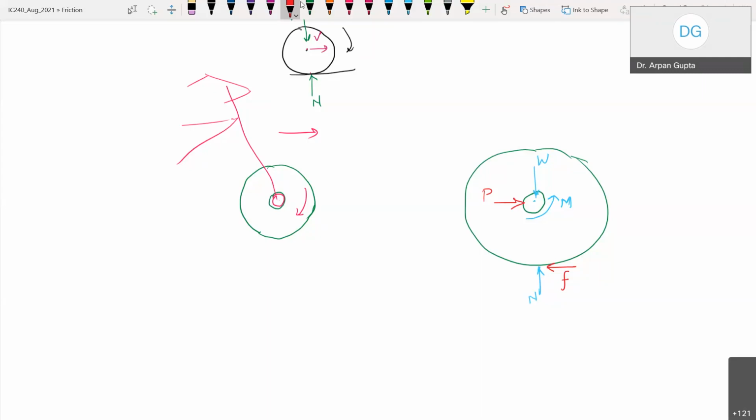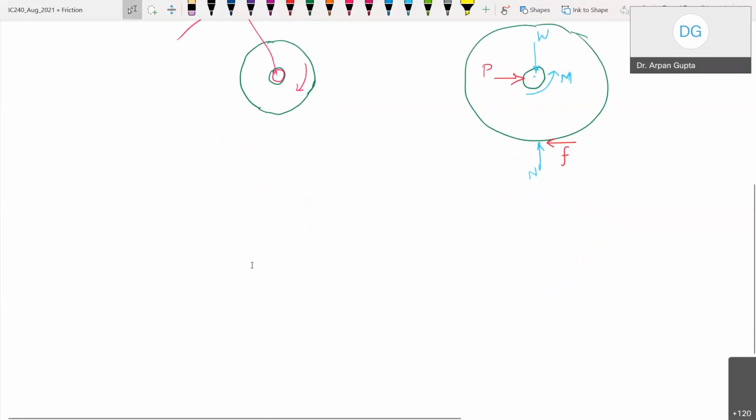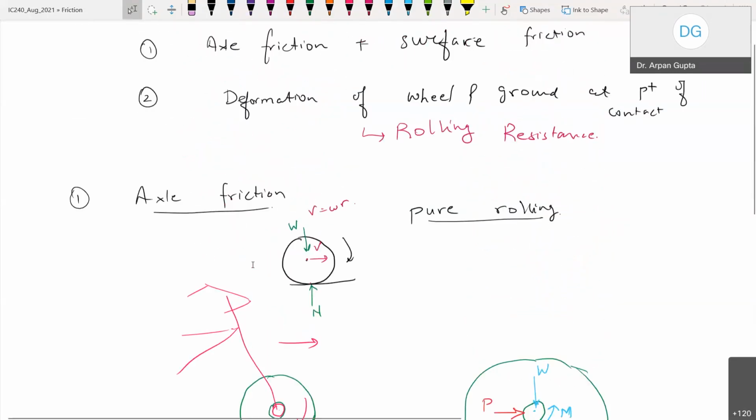Again, axial friction depends upon your type of bearing. So you can have a very poor quality bearing and have a lot of moment, or a lot of research goes into developing better and smoother bearings where this force is as minimal as possible. So this is about the friction force, which is due to the axial friction.